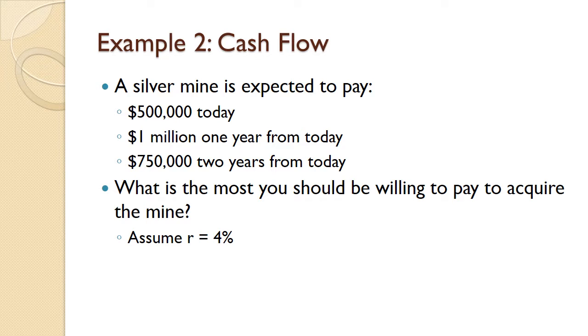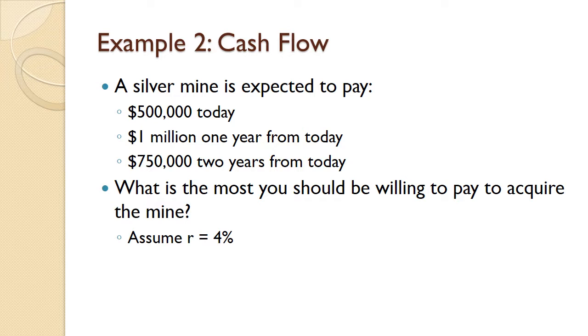Of course, much of the time, a firm isn't interested in single lump sum payments. Often, a firm expects to receive a series of payments over a number of years. We call such a series of payments a cash flow. As an example, suppose that you had the opportunity to purchase a silver mine. The mine is expected to pay $500,000 today. By today, I simply mean that you would receive this money before there would be time to earn interest on any money that you set aside. 1 year from today, the mine would pay $1 million, and in 2 years it would pay another $750,000. Assuming a 4% interest rate, what is the most you should be willing to pay to buy the mine?